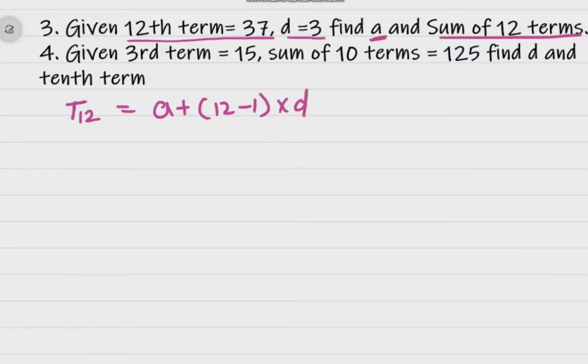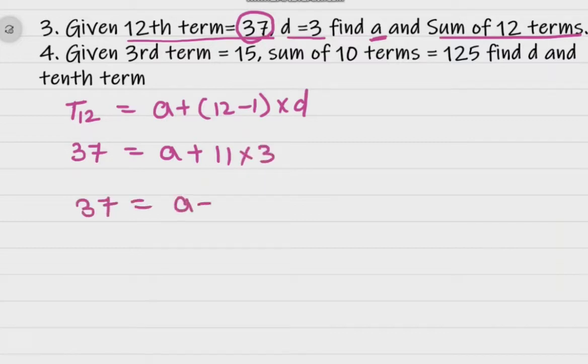Now see, T12, the 12th term, is how much? 37. T12 is 37, so put the value of 37 here. You don't know a, plus 12 minus 1 is 11, and d is equal to 3. So you are getting 37 is equal to a plus 33. So this says that a is equal to 37 minus 33, which is equal to 4.